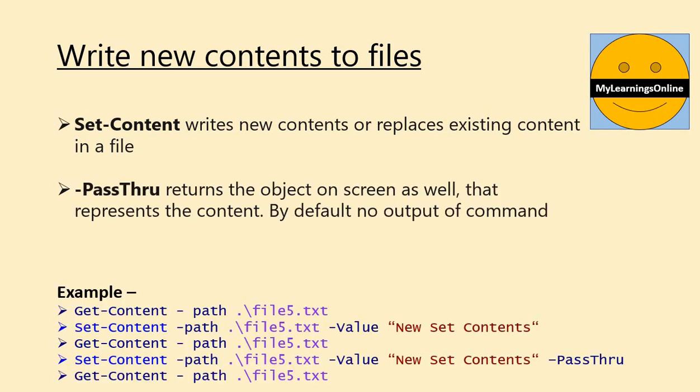By default, the Set-Content command does not show any output, so sometimes we may be confused about the output. We may use the PassThru parameter to return on screen the object that represents the contents. We can easily notice the use and impact of the PassThru parameter by running all the commands in the example.